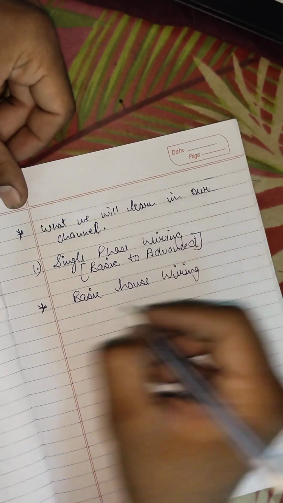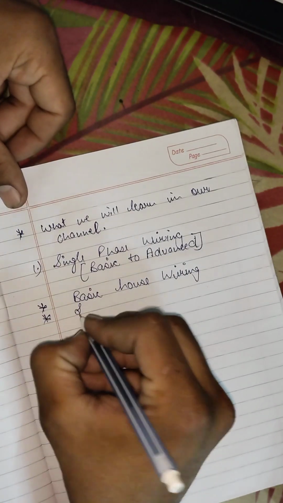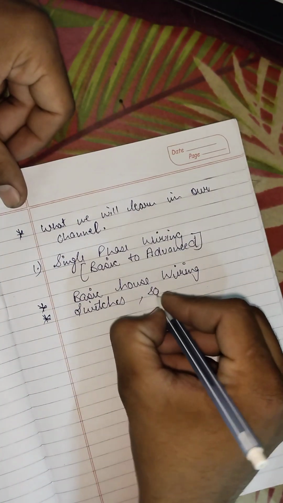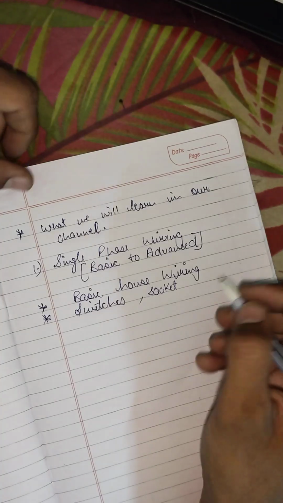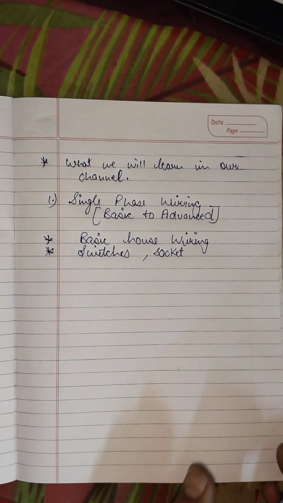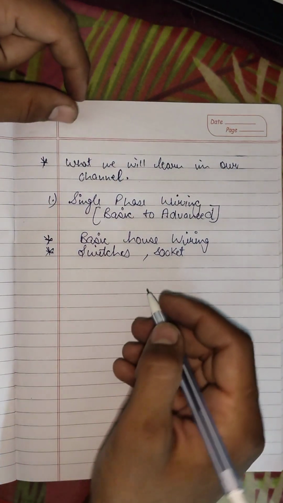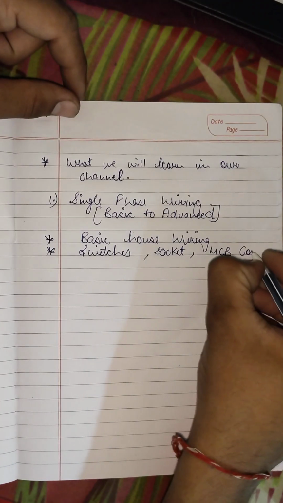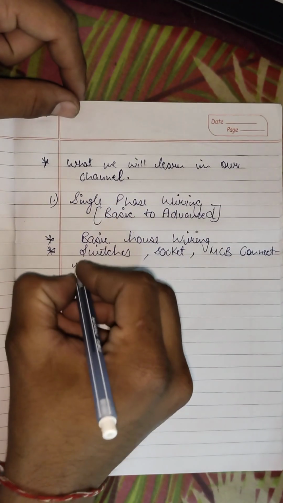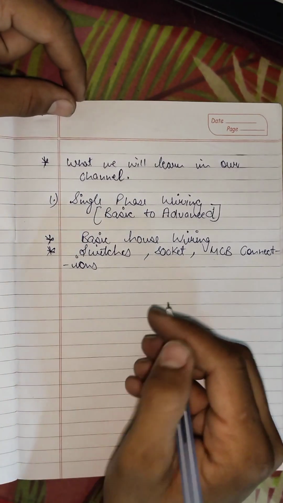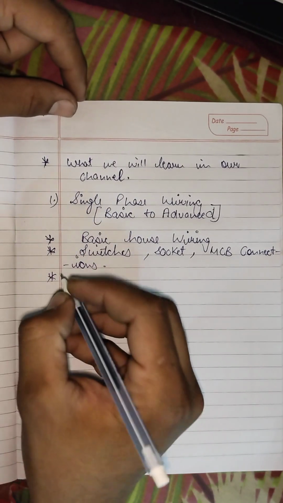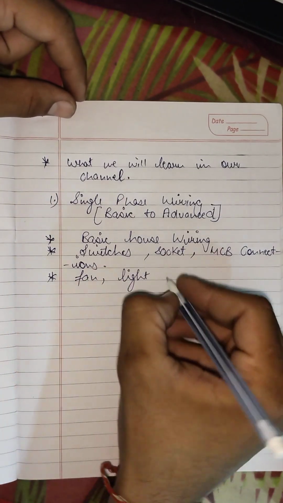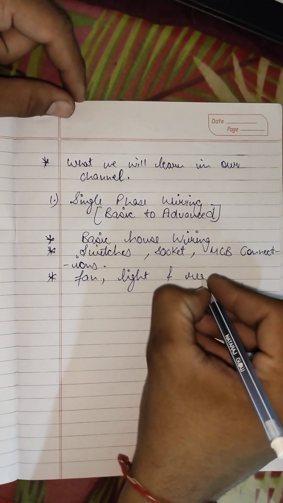Secondly, we will learn how to connect switches, sockets, so it must be visible to you, and MCB connections. Number two, fan regulators, fan, light, and regulator wirings.